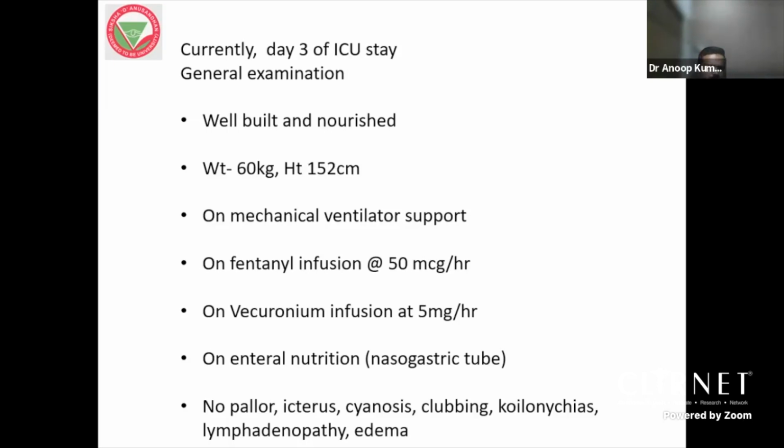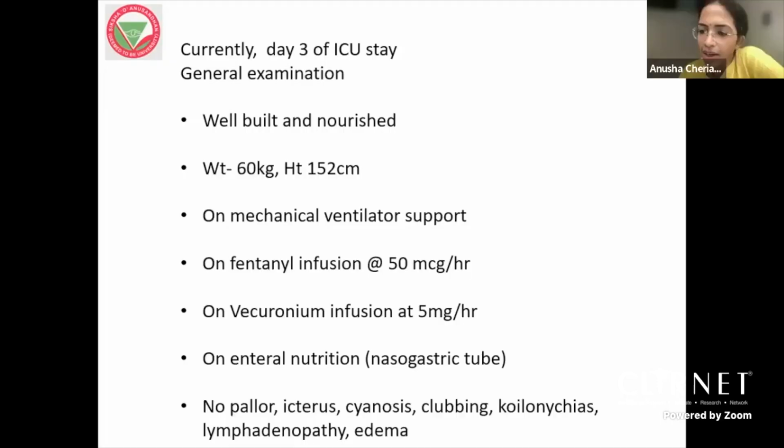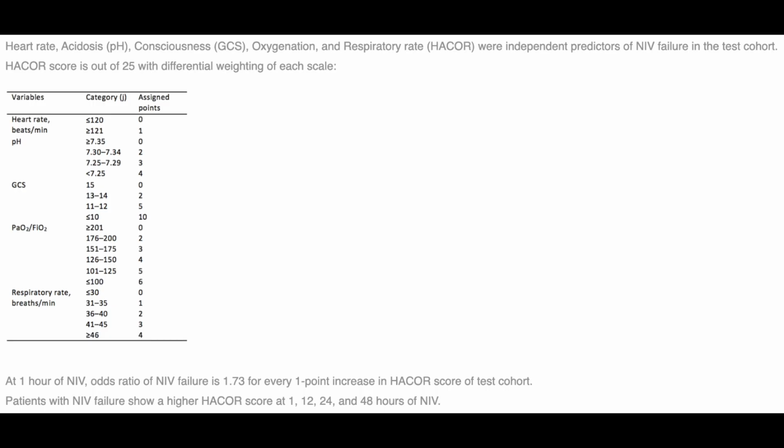So how will you calculate the ROX index for this patient? The ROX index is calculated with respiratory rate into SpO2 divided by FiO2. And do you know about the HACOR score? Yes, the HACOR score: hypoxemia, acidosis, consciousness, oxygenation, respiratory rate. Okay, fine.